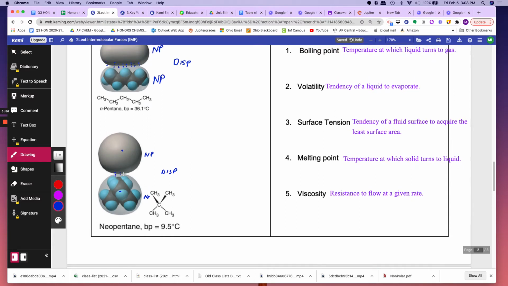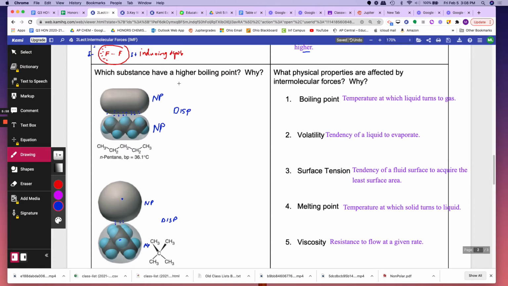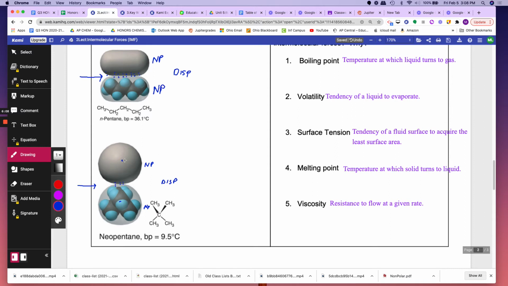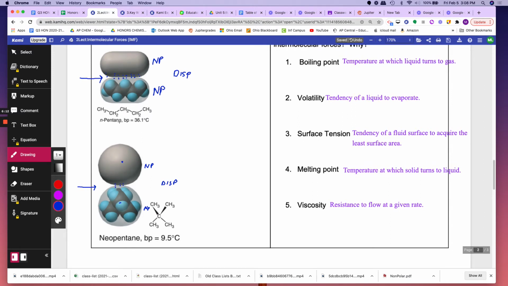So here's a dispersion force. It says, which substance has a higher boiling point? Which one's stronger, this dispersion force or this dispersion force? And so you might think, which one has more electrons? Well, if you look, they have exactly the same number of carbons, 1, 2, 3, 4, 5, 1, 2, 3, 4, 5, and the same number of H's. So they have the same number of electrons.